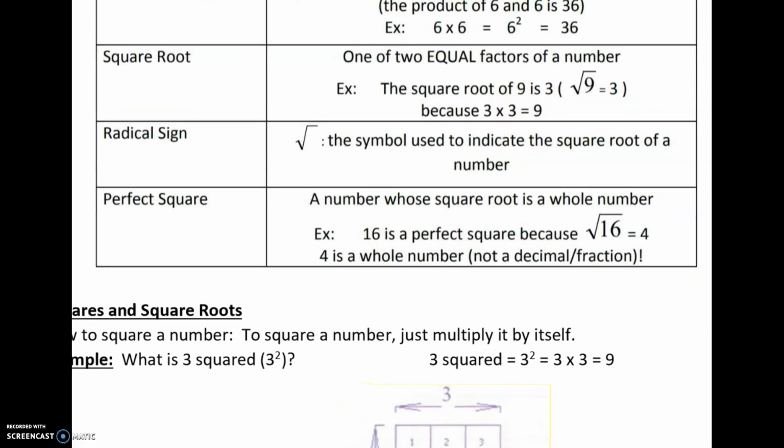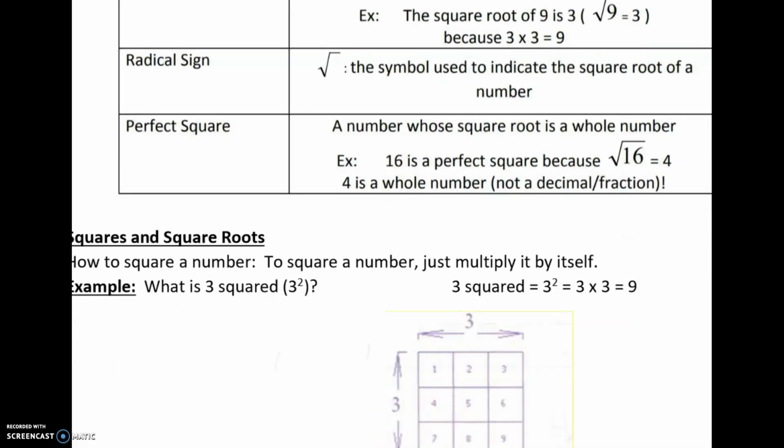Square root, one of the two equal factors of a number. For example, the square root of 9 is 3 because 3 times 3 is 9. The radical sign is the symbol used to indicate the square root of a number. What is inside is called the radicand. Perfect square, a number whose square root is a whole number. Example, 16 is a perfect square because the square root of 16 is 4. 4 is a whole number, not a decimal or fraction.